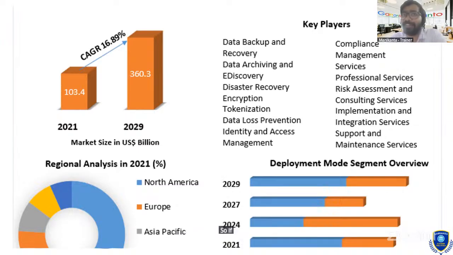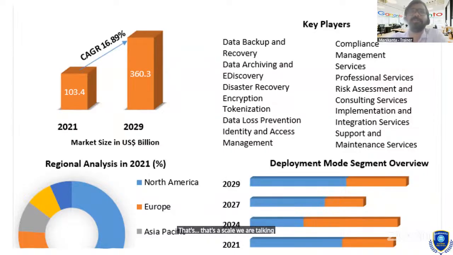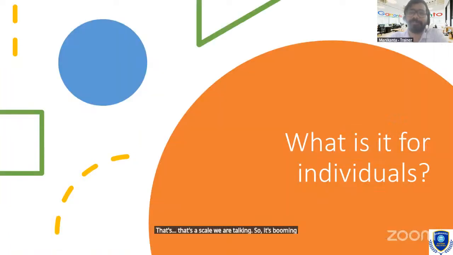Whether they are doing it or not, someone has to view it, do the exercise, and validate it. For that, you need a privacy champion or a DPO to monitor it, see it, and enforce it. So that's the scale we are talking about. It's booming right now in the market.